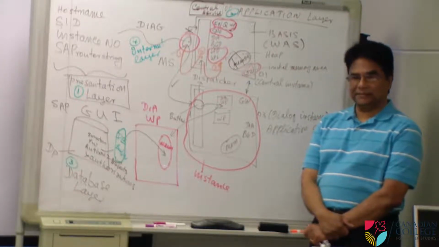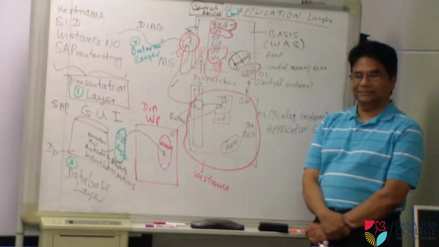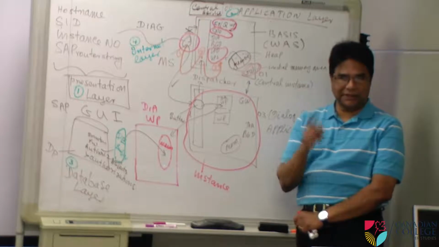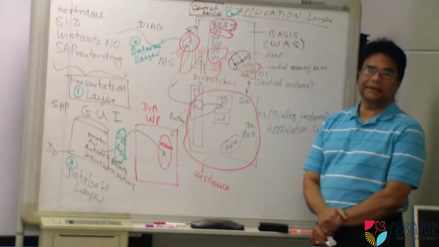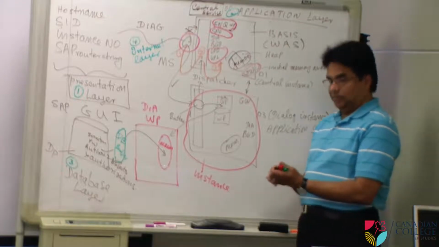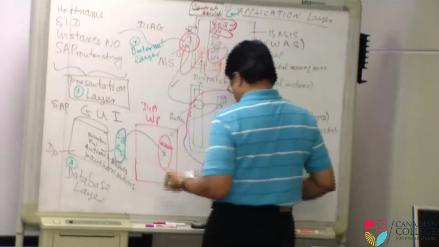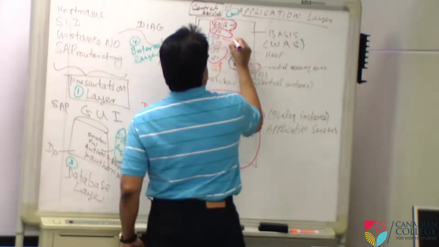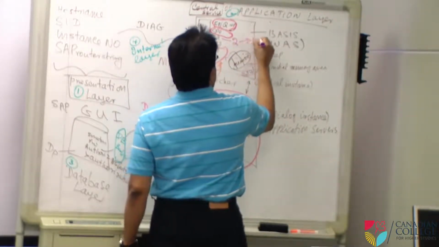What is the maximum? 100. I mentioned in the last lesson. 100. What is the minimum I should have for dialogue? Minimum, what is the minimum? So dialogue is minimum 2. Maximum is 100.